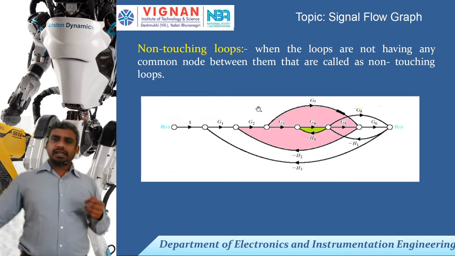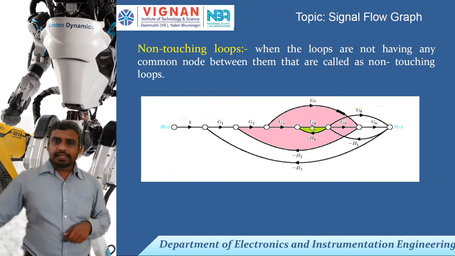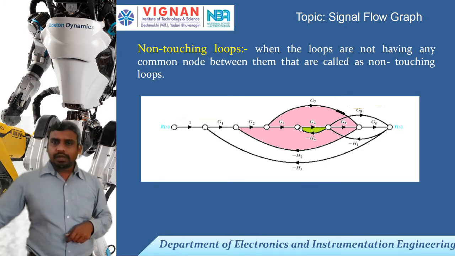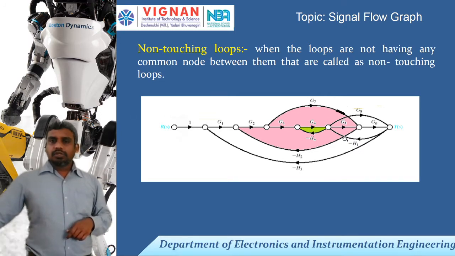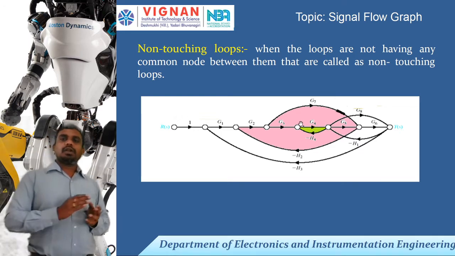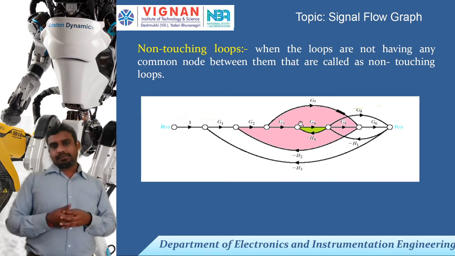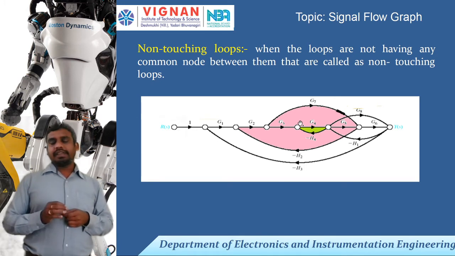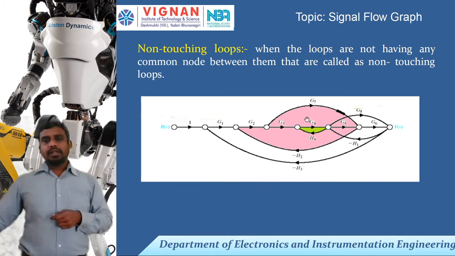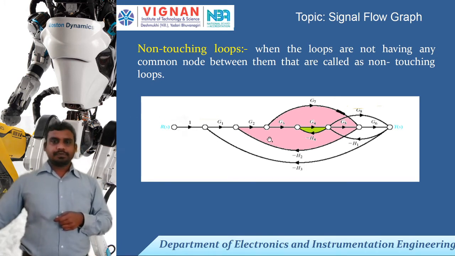Non-touching loops are just the reverse of this, right? If you observe here, take this yellow loop which I considered: it is not touching the other loop here, right? So these kinds of loops are called non-touching loops. When the loops do not have any common node, they are called non-touching loops, right?